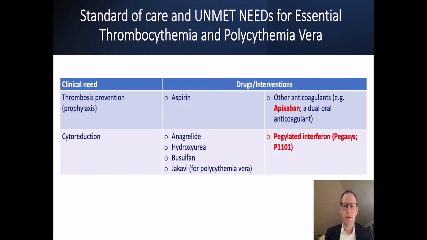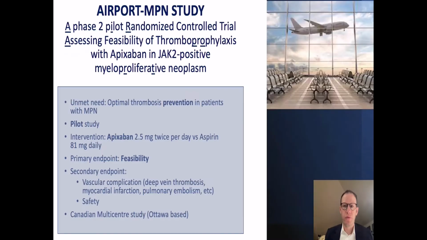Okay, so now that we've identified the needs, we're just going to move to the clinical trials. The first one that I want to introduce is the AIRPORT study. This is a pilot study that is being run from Ottawa, and it's a randomized controlled trial that assesses the feasibility of thromboprophylaxis with apixaban in JAK2 positive MPNs. The unmet need is to optimize the management, and the prevention, I should say, of blood clots in patients with MPN.